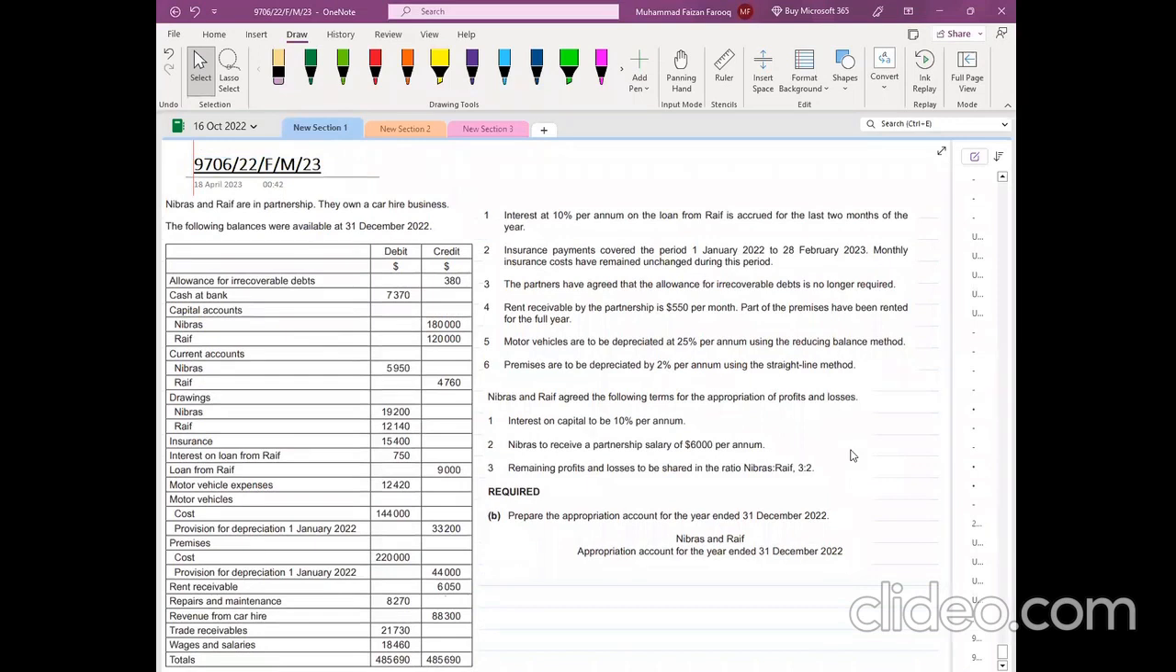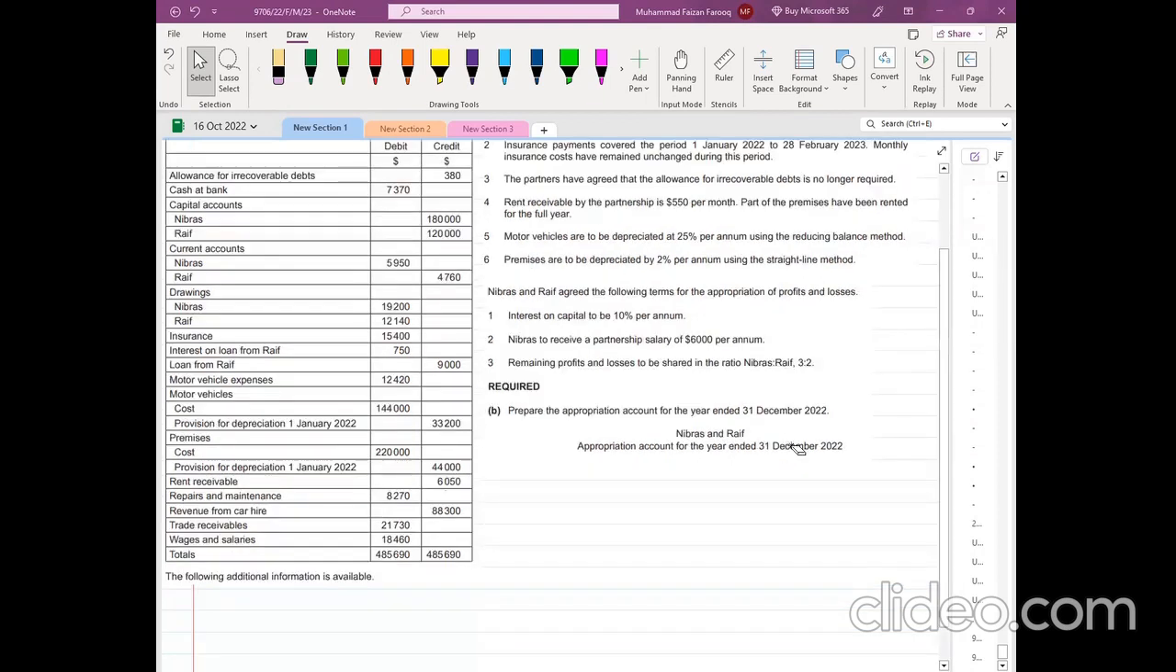The next requirement is the appropriation account for Nibras and Raif. I recommend that I share one video in which one partner joins in between; it's just a simple appropriation question. You must look at that. It's expected that this type of question can be examined because it's a very lengthy process. If one partner joins in between, with 3 partners for some period, then 2 partners, I already shared that with you. So you must do that or watch it, okay? Now, appropriation: we know that appropriation starts after we get the profit for the year.